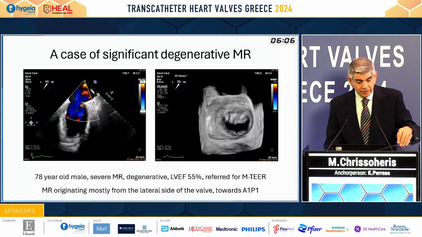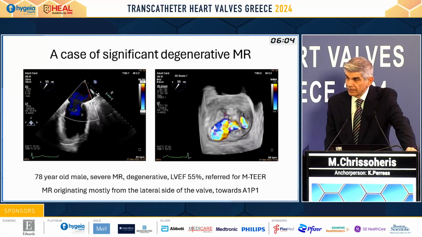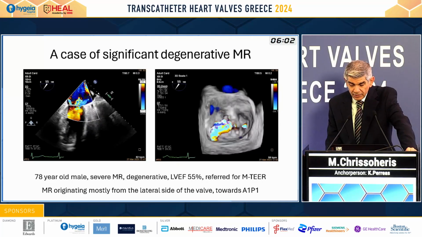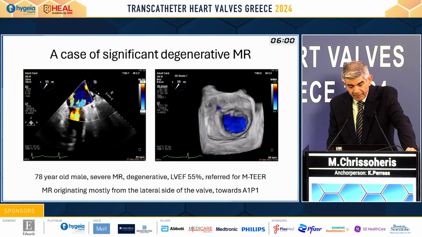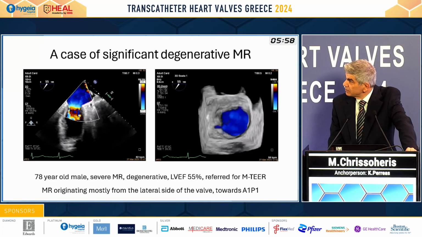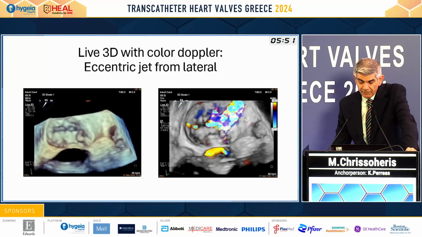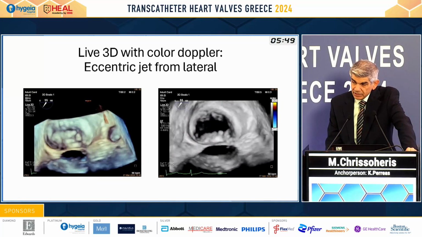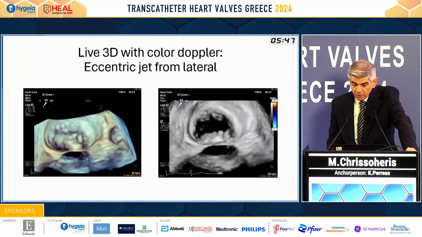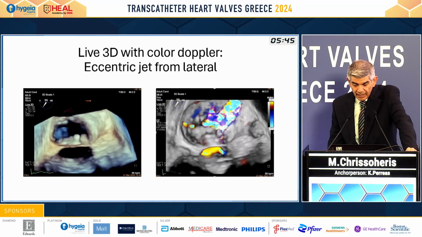And this last case I wanted to show you because of the complexity that it shows in the beginning and how you can go through and clarify things. The initial image on the left side looks very complicated. However, when we go into live 3D imaging with color, we can see that most of the jet lies in the lateral A1, P1 area of the valve.